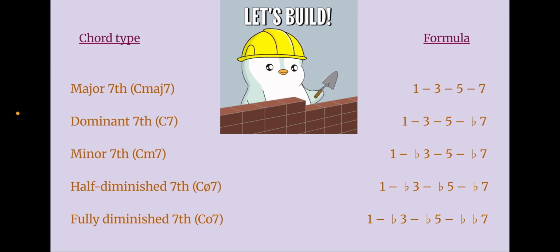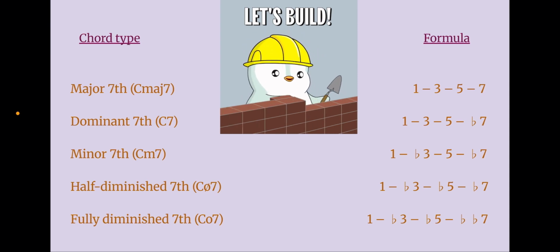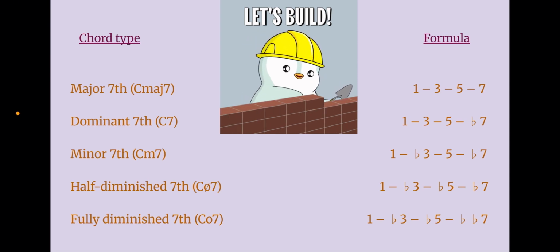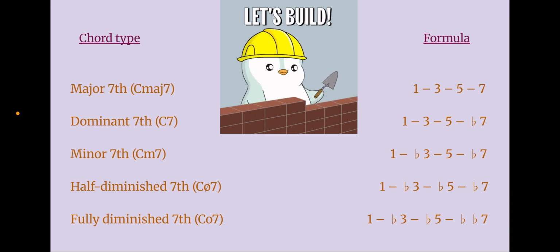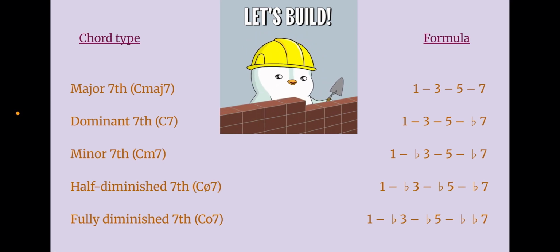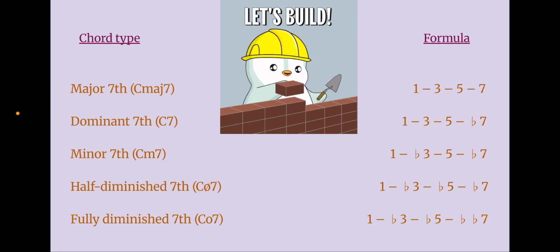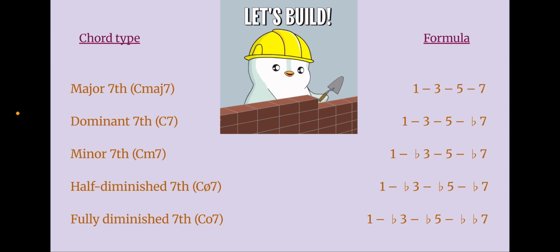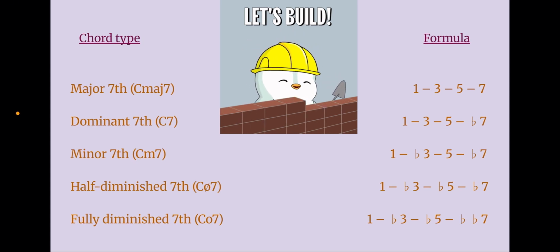And then the fully diminished 7th, which can be written as C degree mark 7, is when the 3, 5, and 7 are all still flat, but that 7th note is a double flat, which is taking that note a whole step down. So this is what that sounds like on the piano. 1, flat 3, flat 5, and then double flat 7.